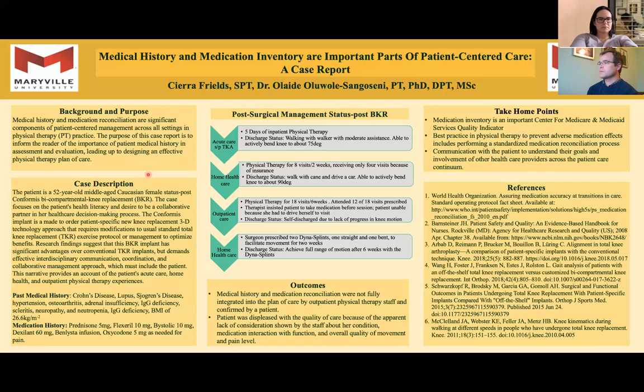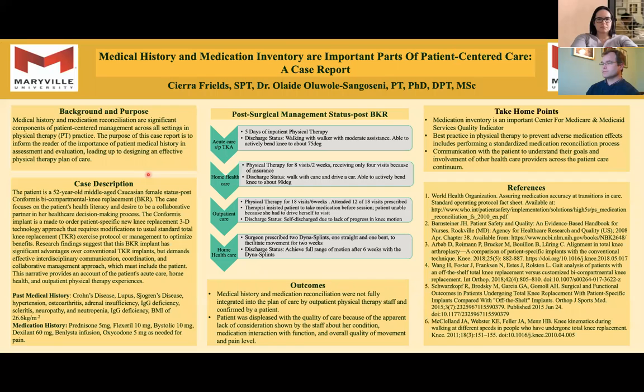This requires modification to the usual standard total knee replacement protocol and management to optimize certain benefits that aren't normally included with a standard knee replacement. Research findings suggest that this BKR implant has significant advantages over the conventional one, but it demands communication between the disciplines, coordination, and collaborative management approaches, which must include the patient. This narrative provides an account of the patient's acute care, home health, and outpatient physical therapy experiences.